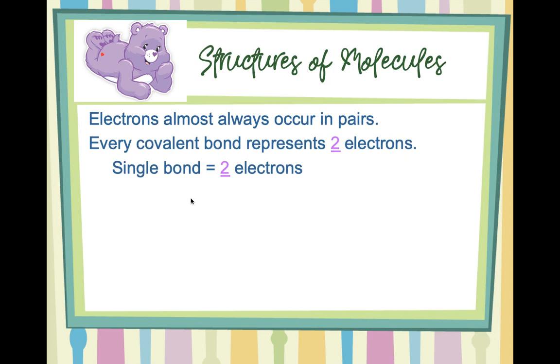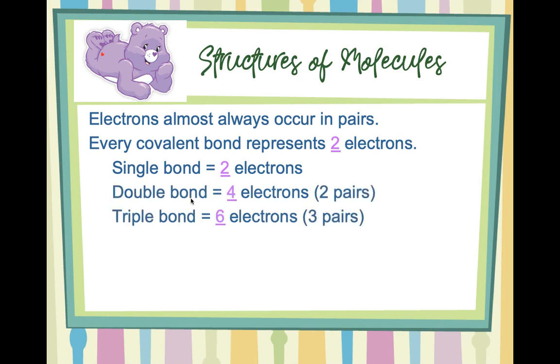Sometimes, though, atoms have to be more creative in their sharing of electrons. Then you might have a double bond, which is 4 electrons because it's 2 pairs. Or you could have a triple bond, 6 electrons, 3 pairs. As far as we know, that's the maximum. We don't have quadruple or quintuple bonds. So a single bond is just 1 line, a double bond would be 2 lines, and a triple bond would be 3 lines shown in the structure between the elements.